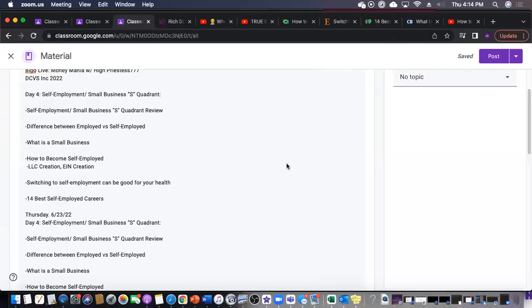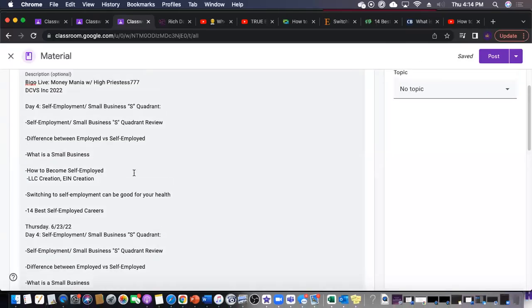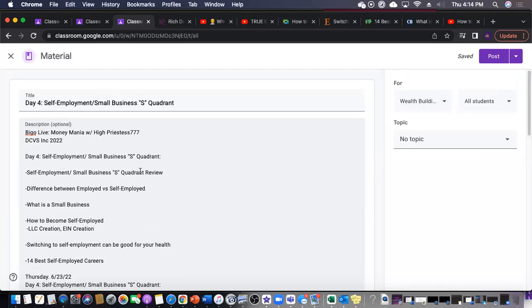Today we are going to go over the S quadrant, the small business, self-employment and small business quadrant of the Robert Kiyosaki cash flow quadrant. Yesterday we went through the E quadrant. Today we are going through the S quadrant.